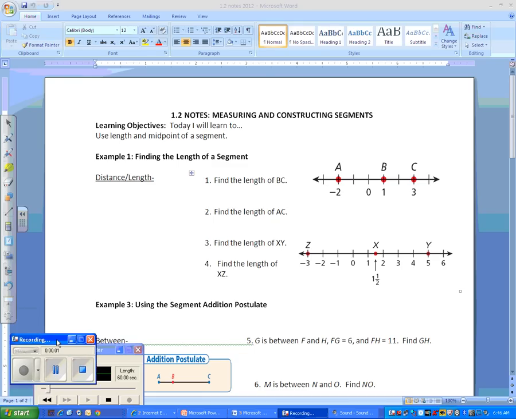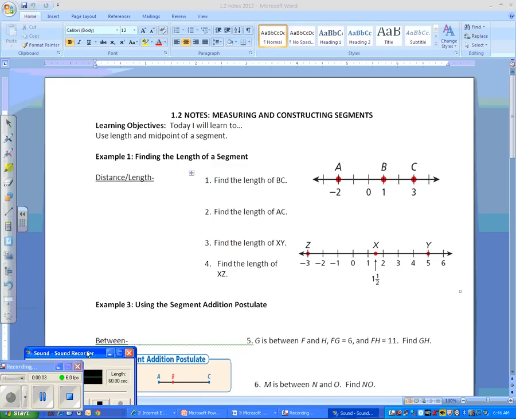All right, today we are going to practice taking notes with section 1.2. And 1.2 is talking about measuring and constructing segments. Remember yesterday we learned that a segment is part of a line.